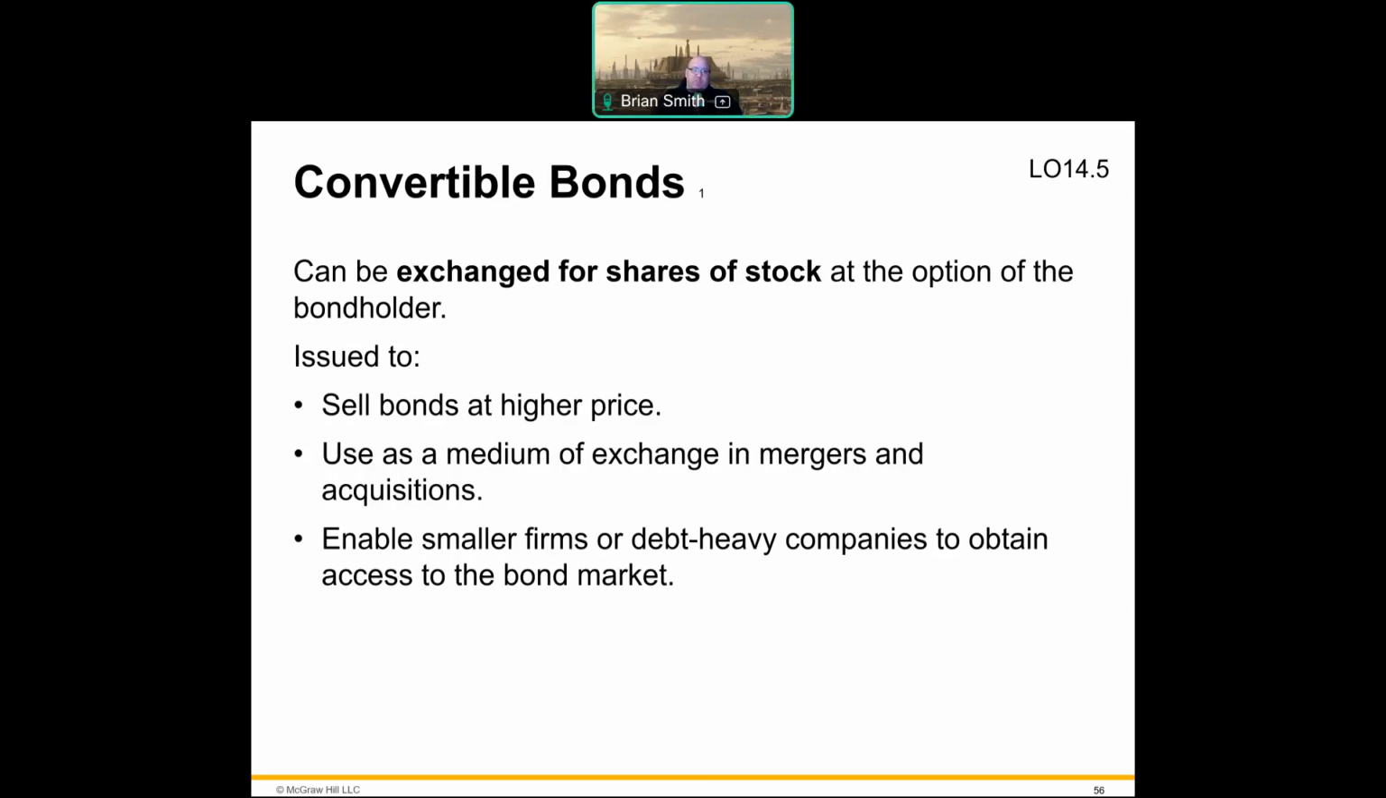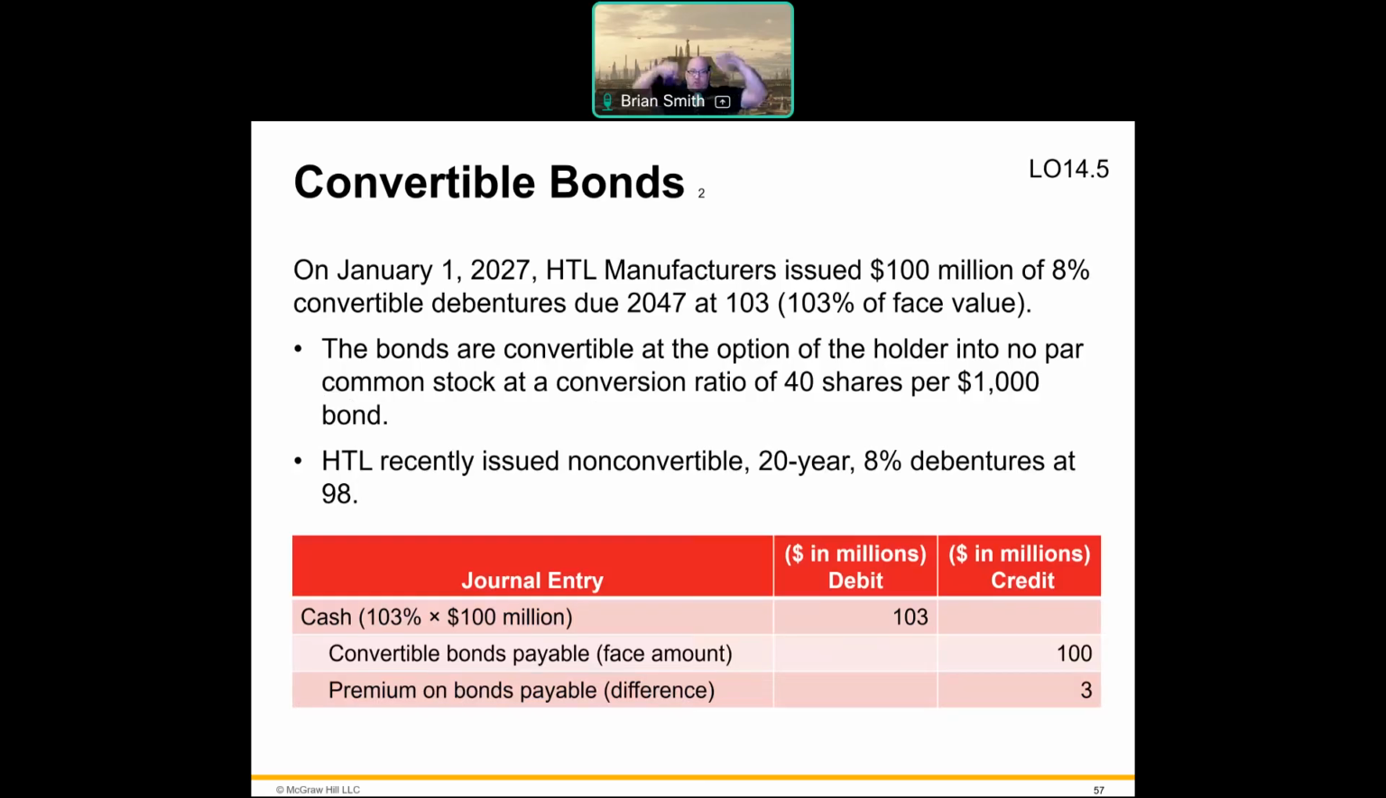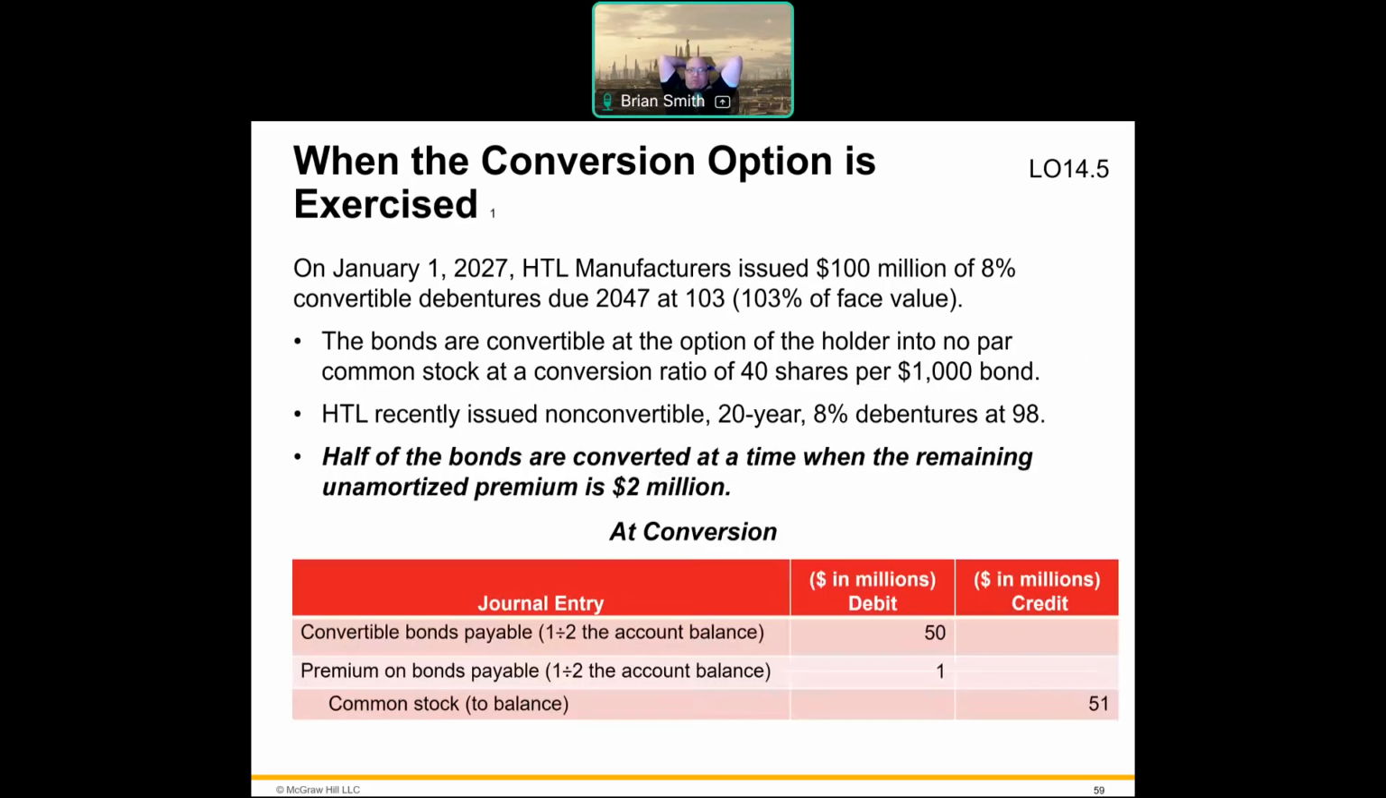Convertible bonds exchanged for shares of stock. Basically, you have these bonds that instead of being paid off at the end, can be converted to stock. That happens. Here's what you do when you issue them. You debit cash, credit the convertible bonds and the premium on bonds payable. This is your normal thing because they're being issued at 103. But then if we decide at some point to convert them to stock, we're just going to debit whatever's left in those categories and credit the common stock.